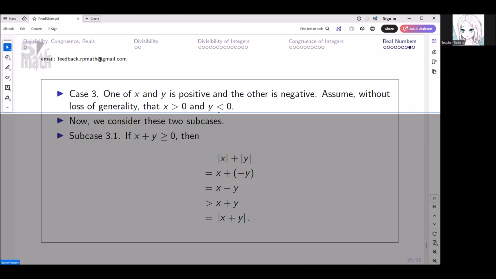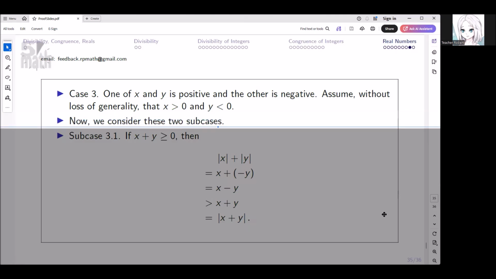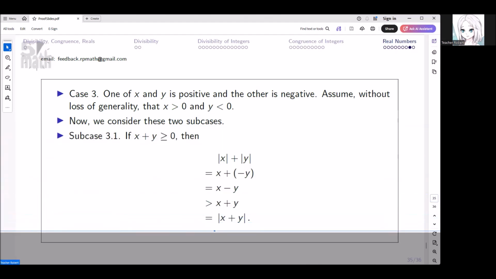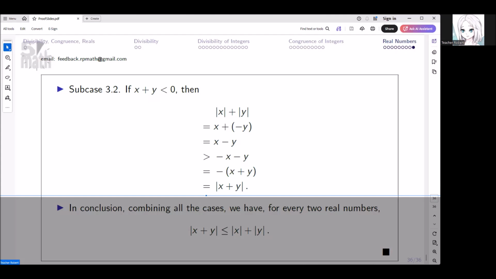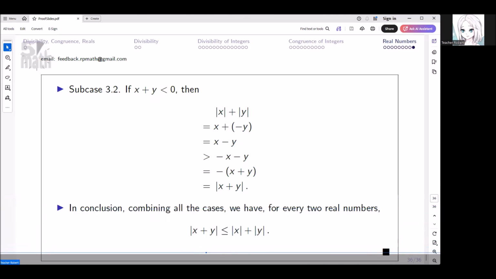Case 3. One of x and y is positive and the other is negative. Assume without loss of generality that x is greater than 0 and y is less than 0. Now we consider these two subcases. Subcase 3.1. If x plus y is greater than or equal to 0, then we have the following. Subcase 3.2. If x plus y is less than 0, then we have the following. In conclusion, combining all the cases, we have, for every two real numbers, the absolute value of x plus y is less than or equal to the absolute value of x plus the absolute value of y.